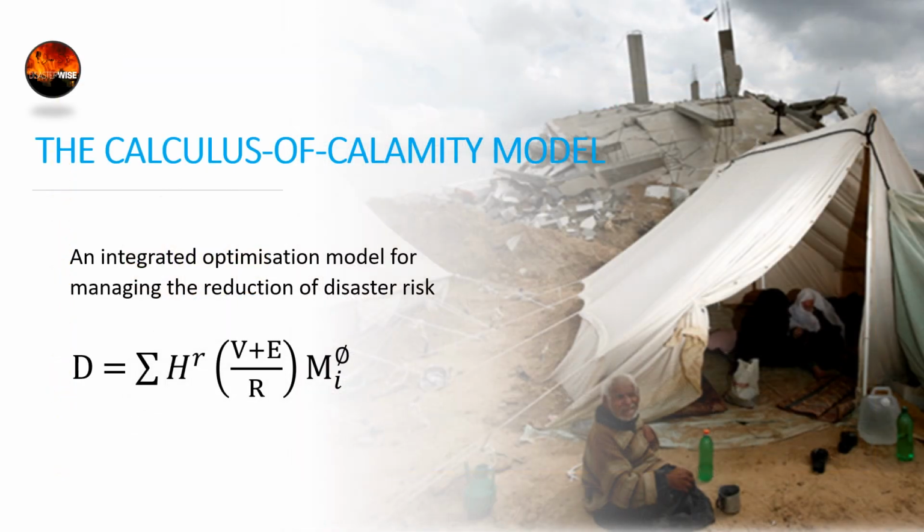The calculus of calamity is an integrated optimization model for managing the reduction of disaster risk. And it organizes 50 of the main determinants of disaster across 7 core domains, as depicted by the hieroglyphics in this algorithm here. And we'll look at each of these in a bit more detail in just a minute. Being about the avoidance of unnecessary death and destruction through optimizing the allocation of scarce resources, it's a useful tool when planning for or responding to disasters.